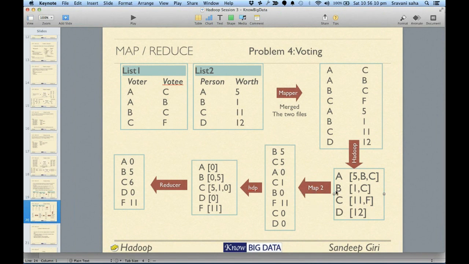Now, we ran the second mapper. All the second mapper did was, by virtue of this voting, by virtue of A voting for B, how much value was given to B? When A voted for B, what is the value that B got by virtue of A voting for B? Five, right? Because A's worth is 5. So if A votes for somebody like C, A will gain 5. Here also, this table basically represents A voted for B and C, and A's value is 5. Right?